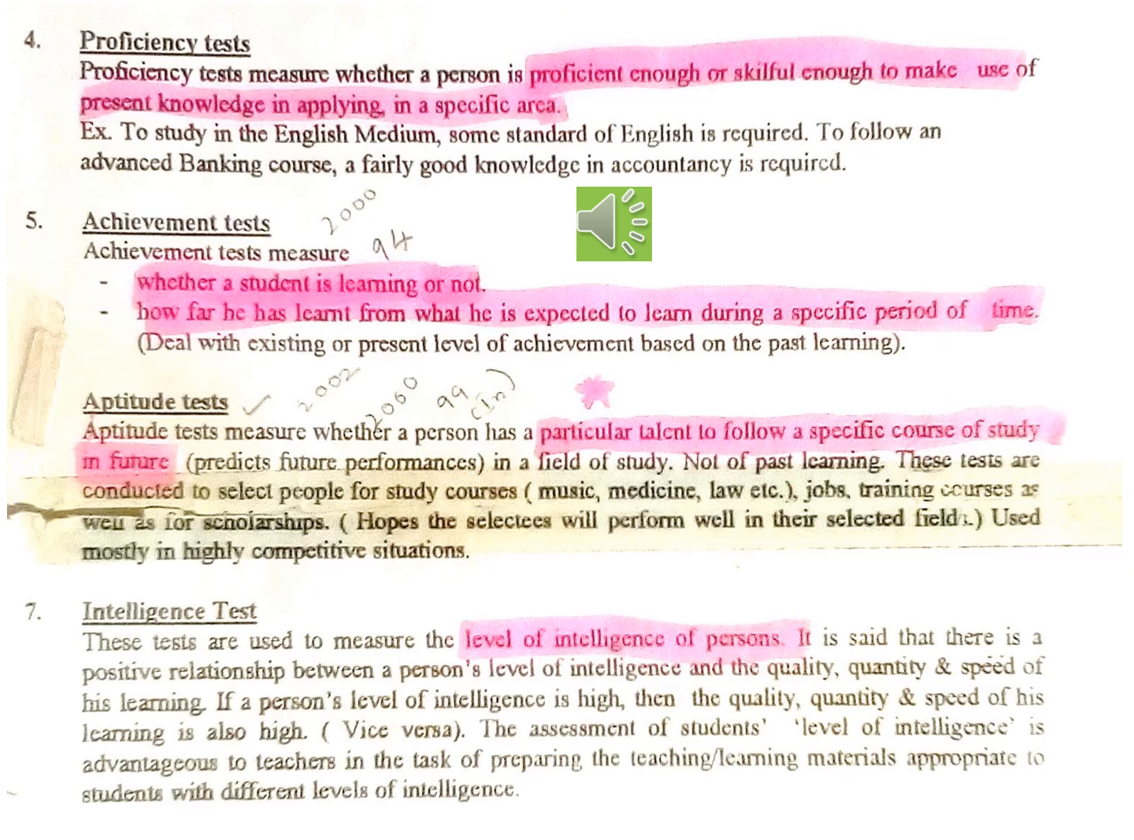If a person's level of intelligence is high, then the quality, quantity, and speed of his learning is also high, vice versa. The assessment of students' level of intelligence is advantageous to the teachers in the task of preparing the teaching learning materials. Right, according to the standard of the students, the teacher can plan her lessons and prepare the materials, give the tests accordingly, appropriate to students with different levels of intelligence. We'll discuss these two in detail at the end.